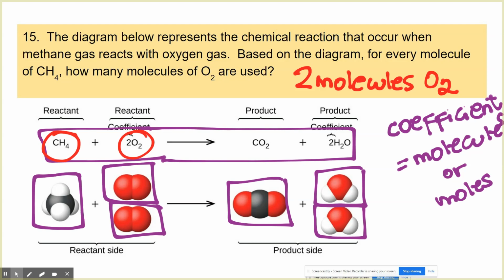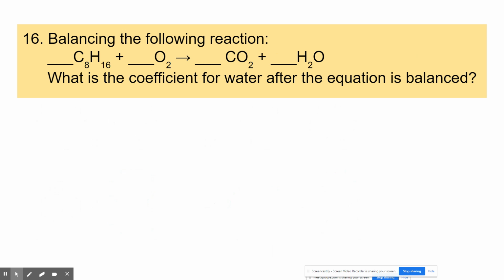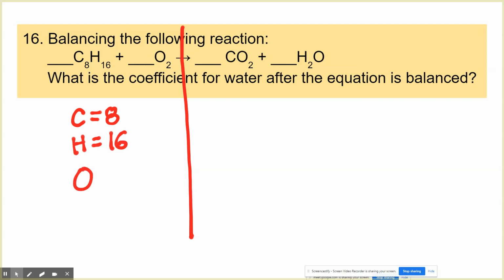Let's look at question number 16. What is the coefficient for water after the equation is balanced? So this is balancing equations. How do you balance equations again? First thing you need to do is divide the equation in half, and then you start counting atoms. C, how many C's do you have? 8. H, how many H's do you have? 16. O, how many O's do you have? 2.